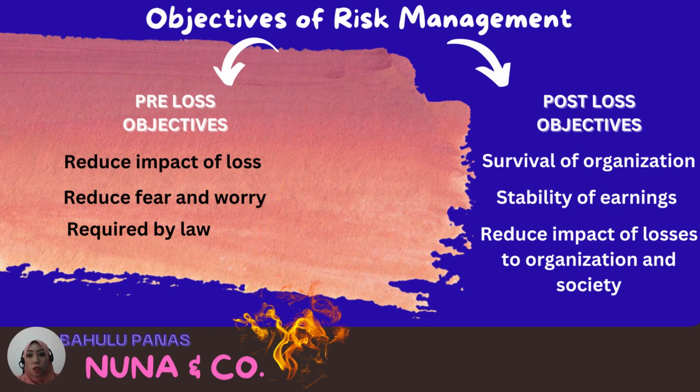Whereas the post-loss objective is when the risk has happened. First, it is to ensure the survival of the organization, because with all the methods that have been suggested, the organization might survive if, let's say, the factory or the business faces any risk. Number two, to stabilize the earnings of the company, because we don't have to stop production.